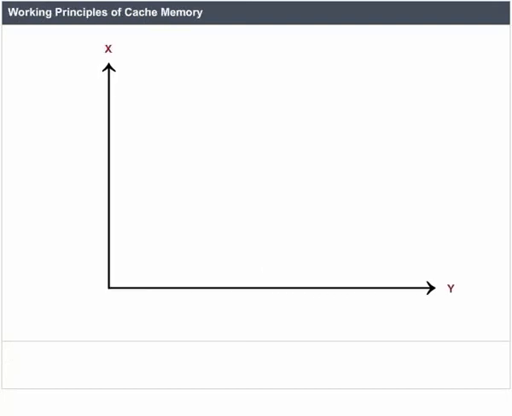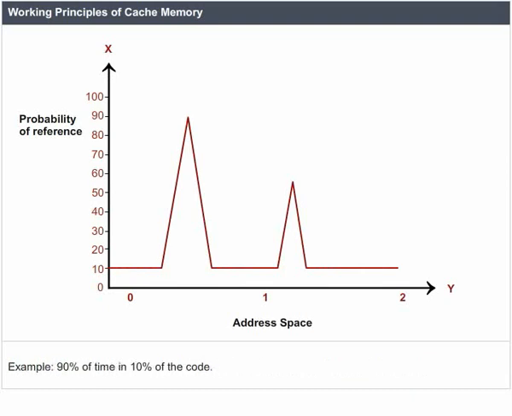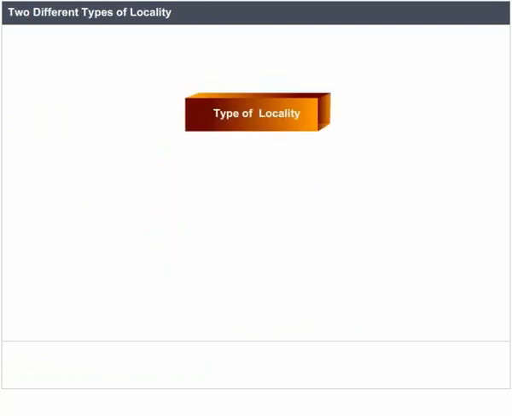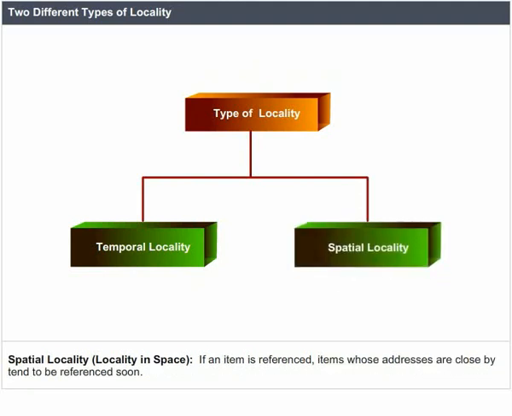Working principles of cache memory. The principle of locality. Programs access a relatively small portion of the address space at any instant of time. Example, 90% of time in 10% of the code. Two different types of locality. Temporal locality, locality in time: if an item is referenced, it will tend to be referenced again soon. Spatial locality, locality in space: if an item is referenced, items whose addresses are close by tend to be referenced soon.